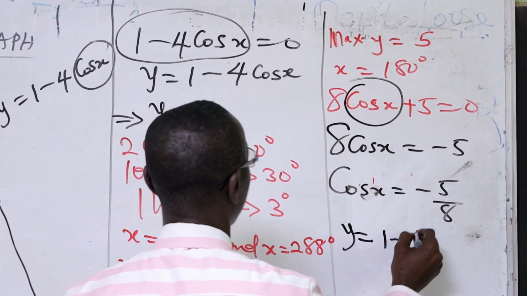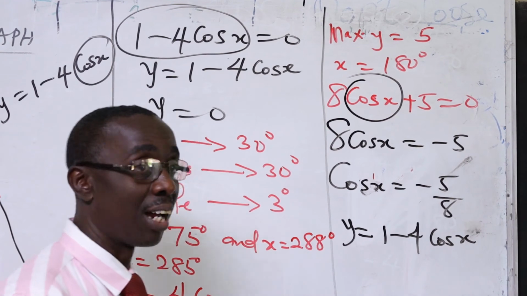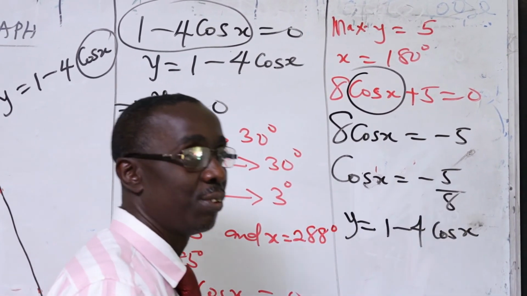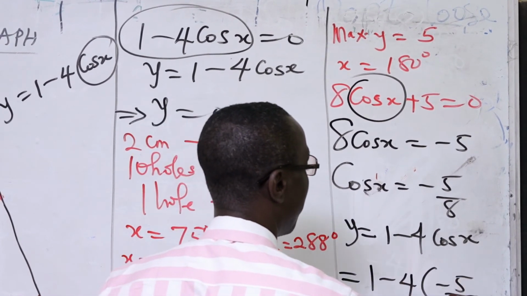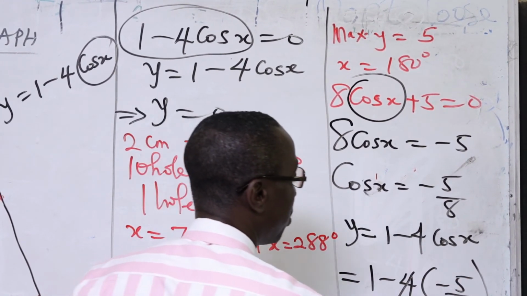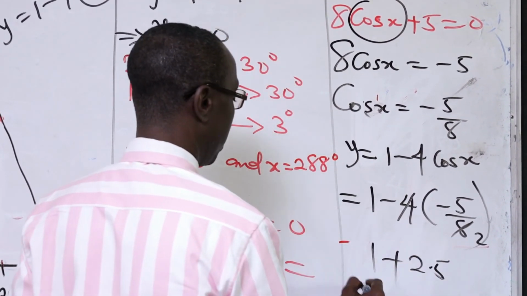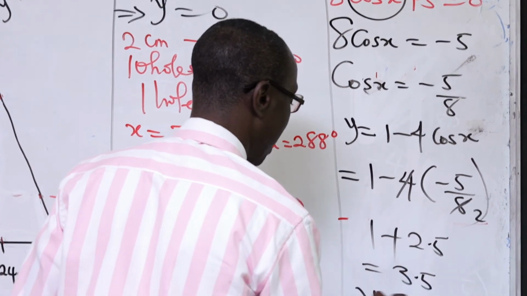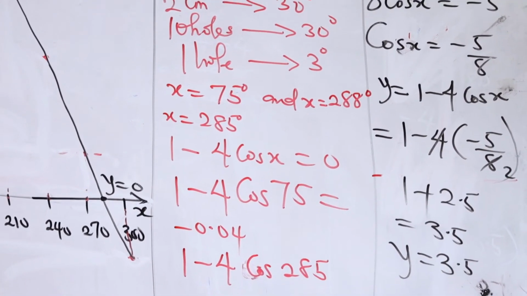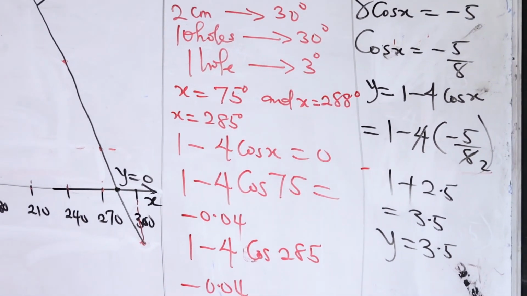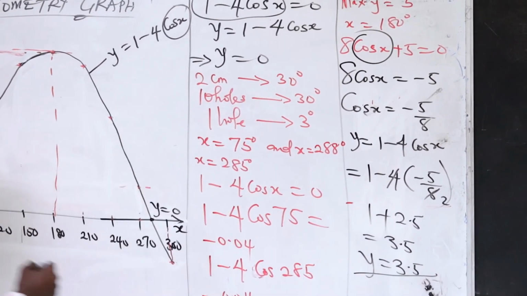I'll just go back to the original equation of the graph. y is equal to 1 minus 4 cos x. And wherever I see cos x now, I'll put minus 5 over 8. This will be equal to 1 minus 4 into minus 5 over 8. What's that? This 2. This will be 1 plus 2.5, which is 3.5. It means y is equal to 3.5. Class, are we on the same page? Yes, sir.